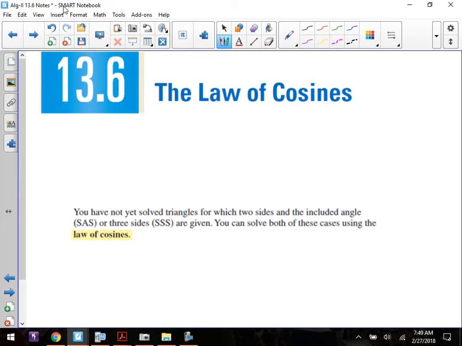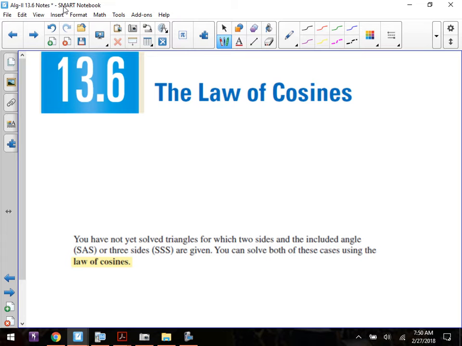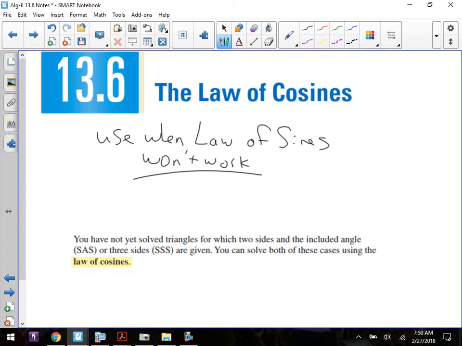And go from there. You guys remember when we use the law of cosines? You use it when law of sines doesn't work. Yeah, pretty much. That's the easiest way to think about it. Remember, you use law of sines if you have an angle and a side opposite. If you don't have that, you have to use the law of cosines.